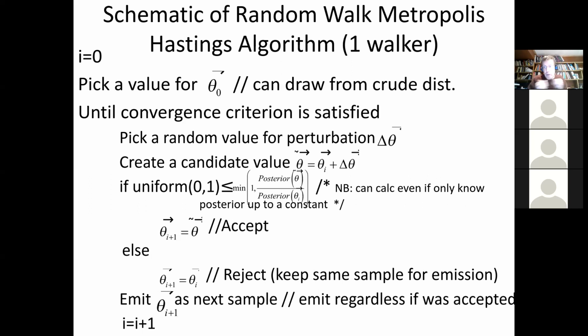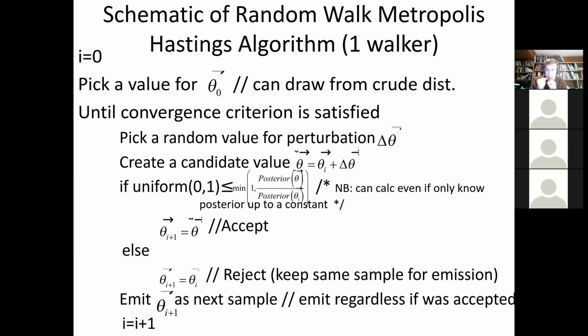So if we're in a really, really good place and the posterior drops off very quickly around us, we're going to pull lots of values we're not going to accept. We're going to reject this one, reject that. We're just going to stay at the same place again and again, emitting the same value again and again. And that's why it's important to pick something close to us that we have a reasonable chance of accepting.